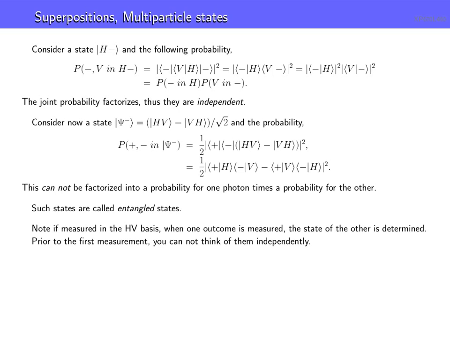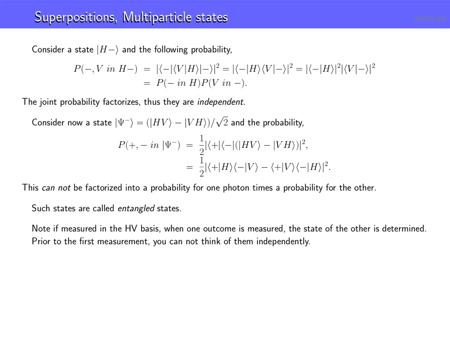Prior to the first measurement, you cannot think of them independently. They're in this quantum state. But when that first measurement is made, you break the entanglement, it's called, and you get one of these two results. And again, there could be more terms here. Two is really enough for us to understand the nature of this.